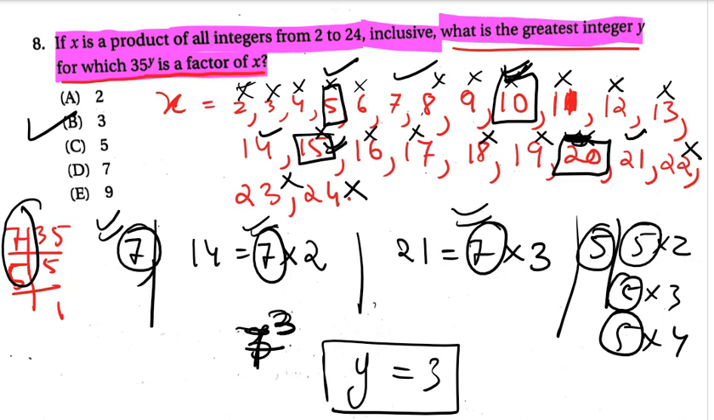Did you understand? The greatest integer y will be 3, because 5 is the smaller number and there are more 5s than there are 7s. Okay, but 7 is greater than 5, hence the number of 7s will be the value of y.